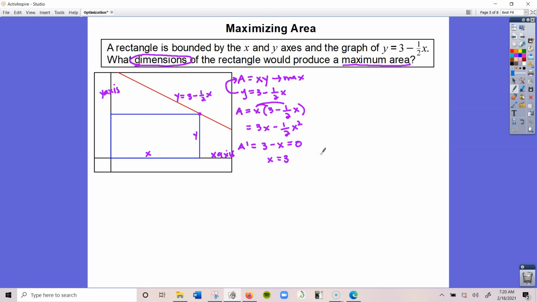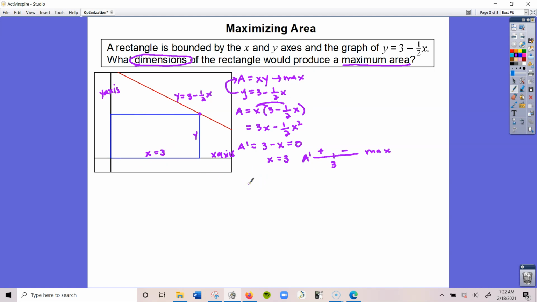So now we're going to verify that this is indeed a maximum. Let's say if I were to plug in 2. If I do 3 minus 2, I get a positive. And if I plug in 4, 3 minus 4 is a negative. So this is indeed a maximum. So now that we have this critical number, this maximum, x is equal to 3, that is our first dimension.